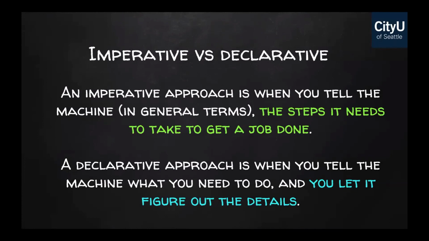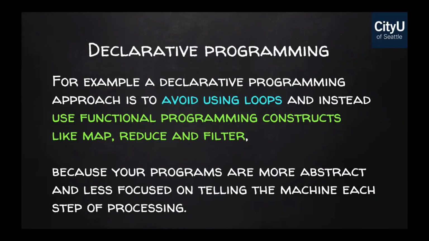Imperative versus declarative. So there's another concept. Imperative approach is when you tell the machine the steps it needs to get done. An example of imperative approach is creating your own for loop. Declarative approach is when you tell the machine what you need to do and let it figure out the details. Use the map function. You don't need to recreate what's already been done. For declarative programming, avoid using loops. Use functional programming constructs like map, reduce, and filter. Because your programs are more abstract and less focused on telling the machine each step of processing. So fewer mistakes as well, fewer bugs.